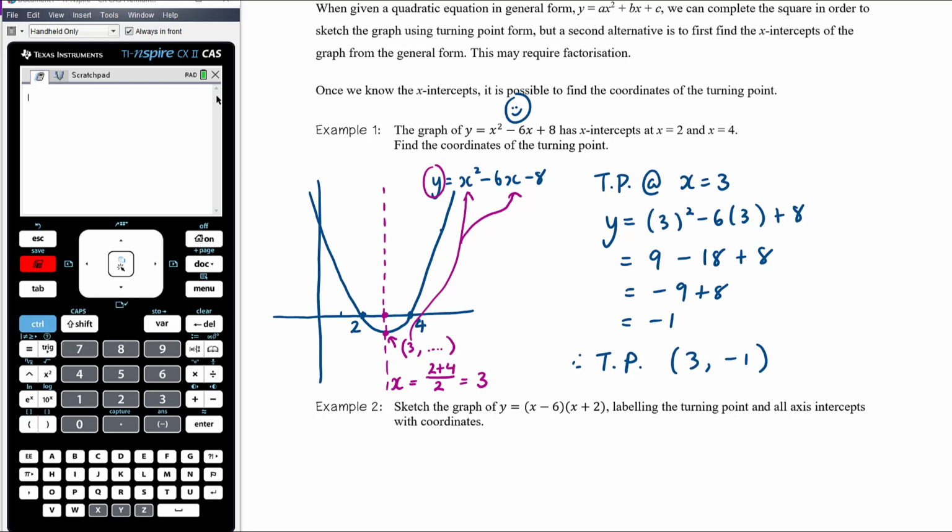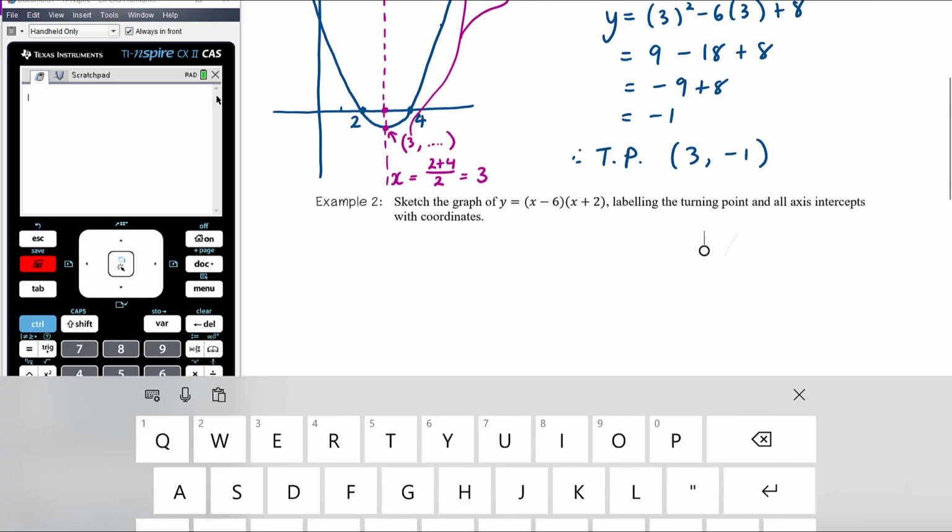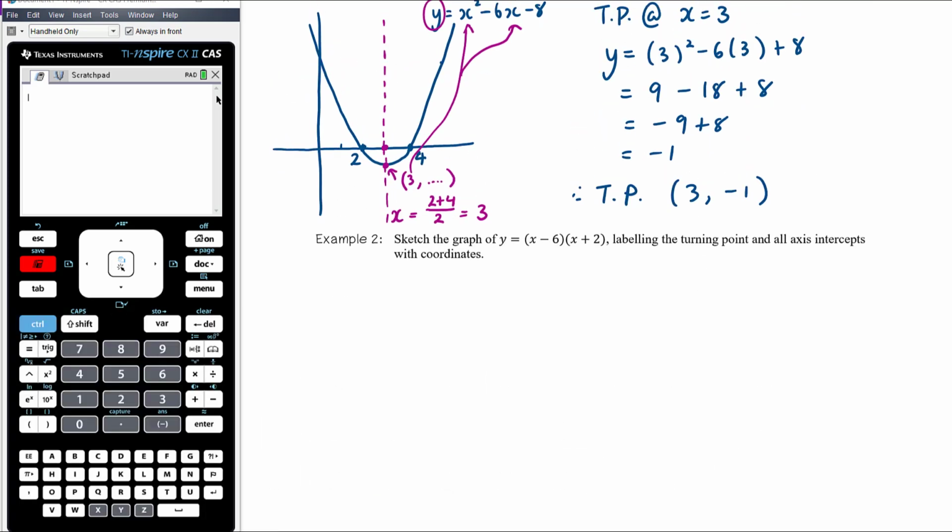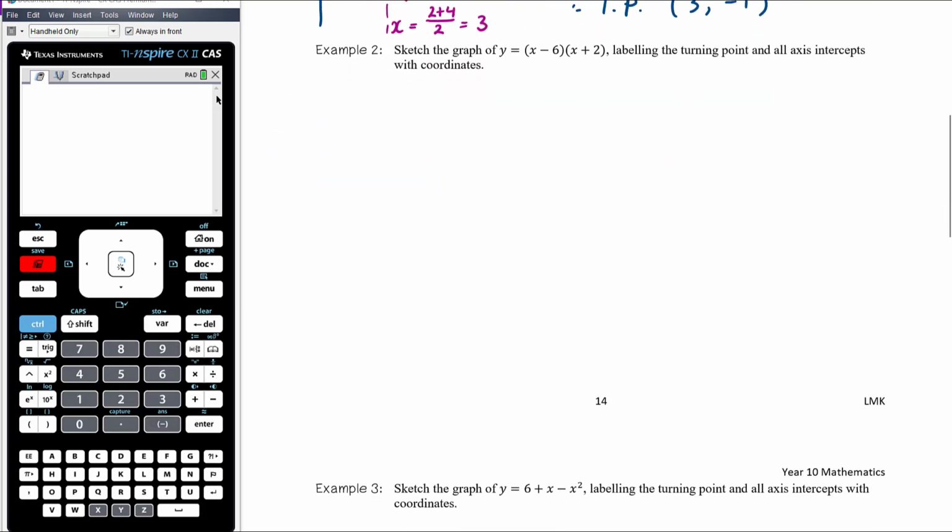Okay? So in this process, we want to focus on finding the x-intercepts first, and from those x-intercepts then being able to find the turning point. Okay, so let's have a think about example 2 here. Sketch the graph of y equals x minus 6 times x plus 2, labelling the turning point and all axis intercepts with coordinates. Okay, so in that factorised form, the quickest thing we're going to be able to find here is the x-intercepts. So the x-intercepts are going to be when y equals 0, what does x equal?